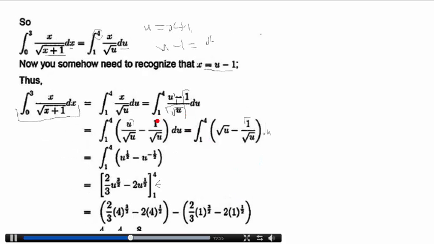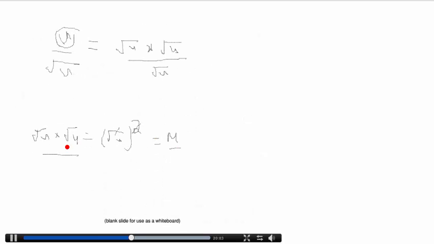So similarly in this case, we have root u times root u, and then this root and this root will cancel, so you're only left with root u.